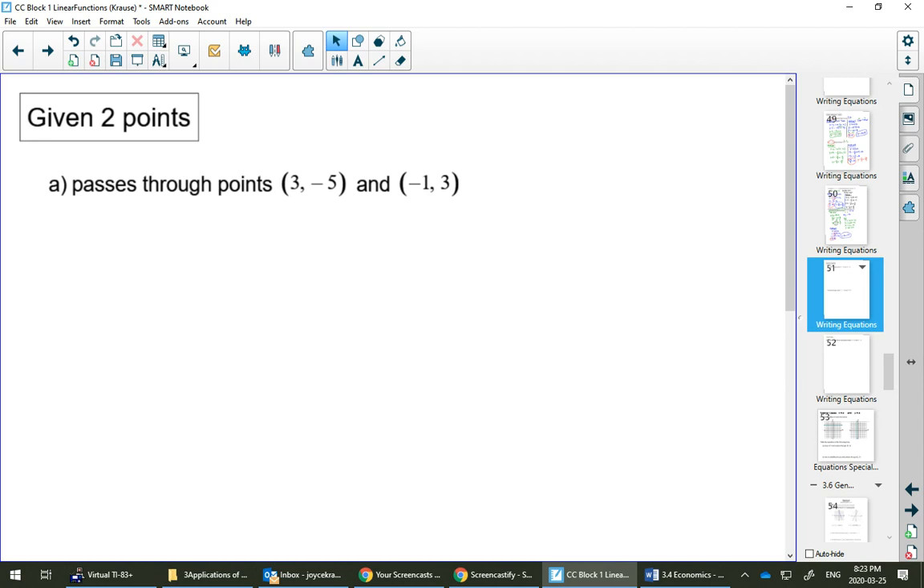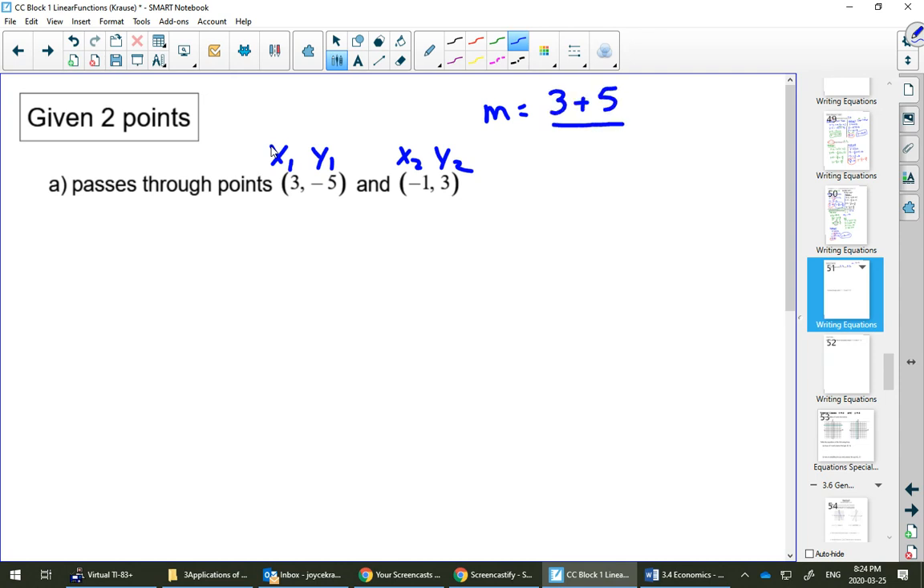So when you're doing slope, remember you want to label your coordinates. It does not matter which one is x1, y1, and which one's x2, y2, as long as you don't mix up your 1s and your 2s. So we'll start with the slope formula: m equals y2 minus y1 over x2 minus x1. So we're going to have 3 minus a -5, so 3 plus 5, all over -1 minus 3. So that's going to give us 8 over -4, which is -2.